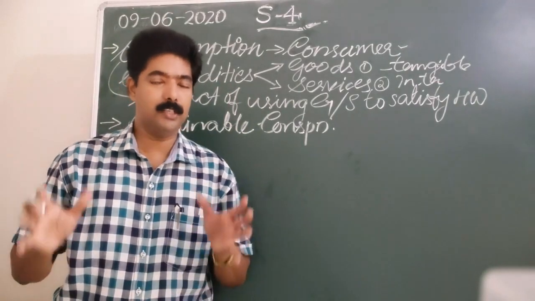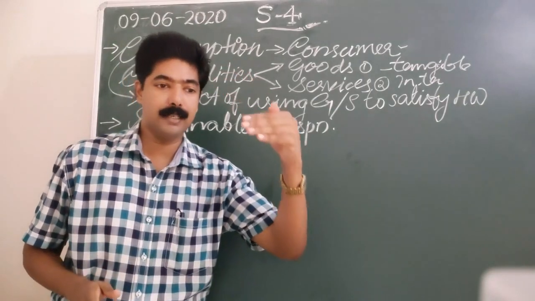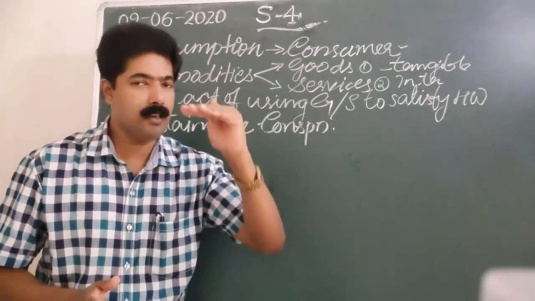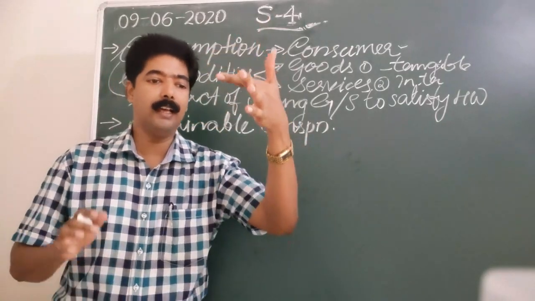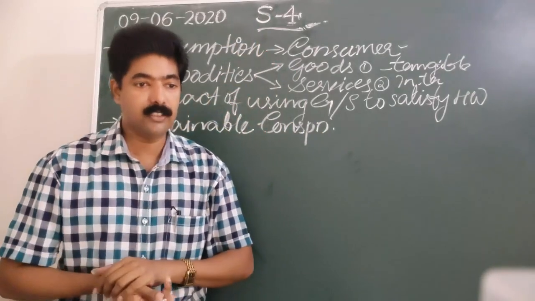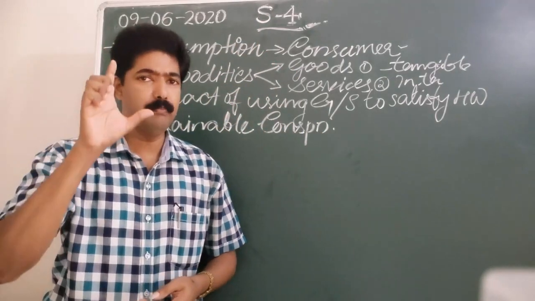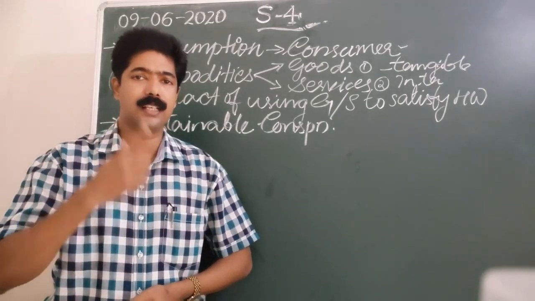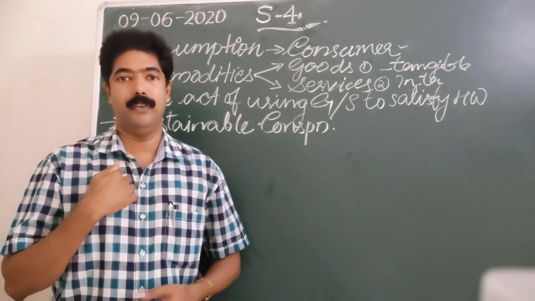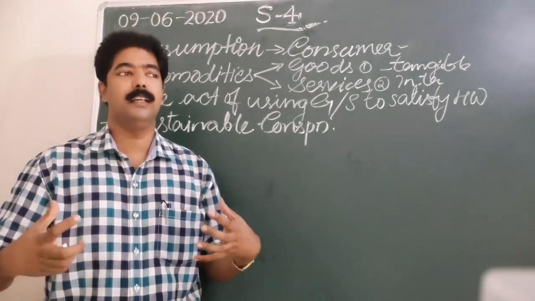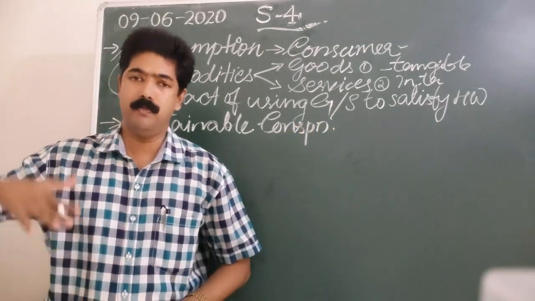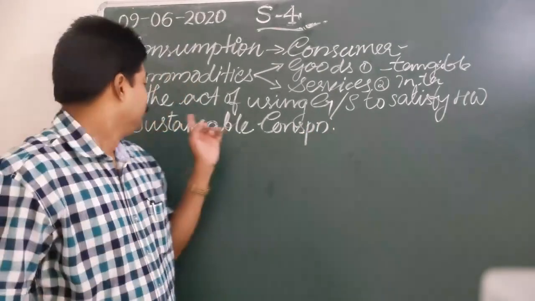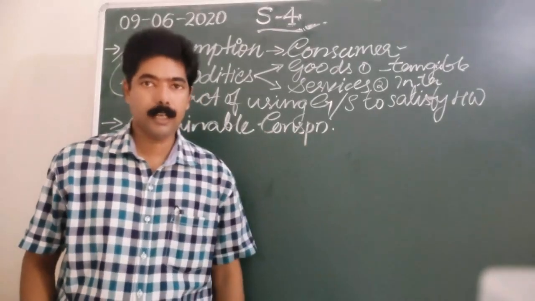Are you clear? Are you getting me? Sustainable consumption also implies that the consumption of current generations as well as future generations should improve the quality. Who is responsible for that? We are responsible. We must make sure that the commodities utilized at present are also available for future generations. That is called sustainable consumption.